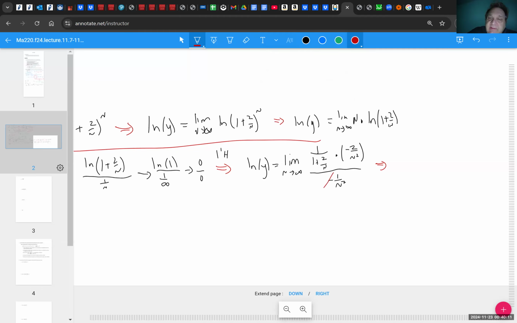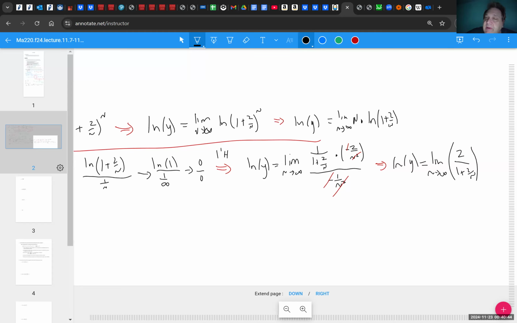I have my negatives divide out. The negatives cancel out here. The n squareds divide out. And we're left with 2 on the top and this crazy thing on the bottom. So I get ln y is equal to the limit. Over here, I have 1 over 1 plus 2 over n, and then I have a 2. I can write the 2 on the top with the 1, because 1 times 2 is 2. I'll just put those together so it looks a little nicer. So that's my limit.